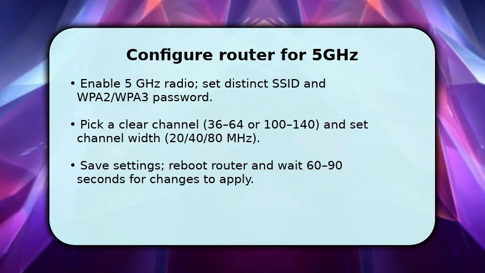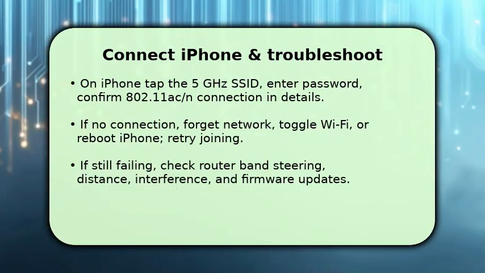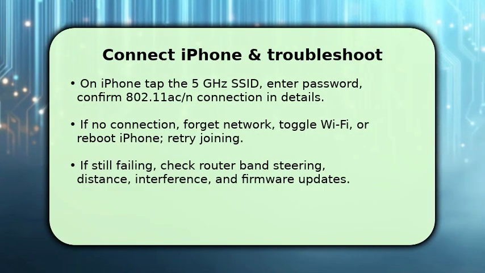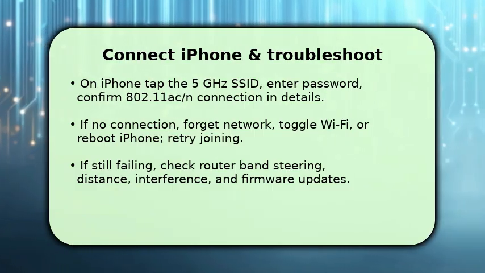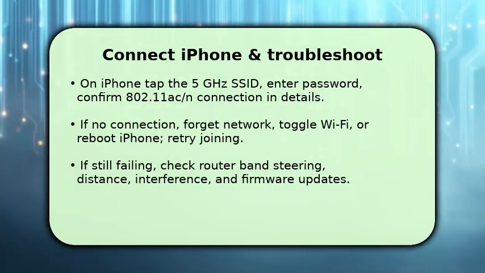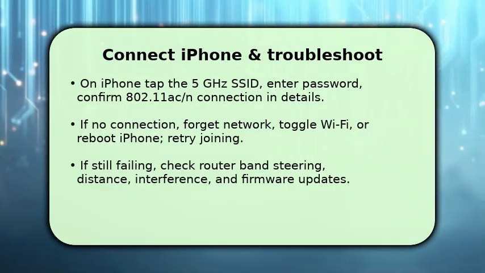Finish by selecting the 5 GHz SSID on your iPhone and entering the password. Check the network details to confirm it connected on 802.11 AC or the expected standard. If it fails, forget the network and reconnect, toggle Wi-Fi, or reboot your phone. These quick steps clear caches and often resolve handshake problems.